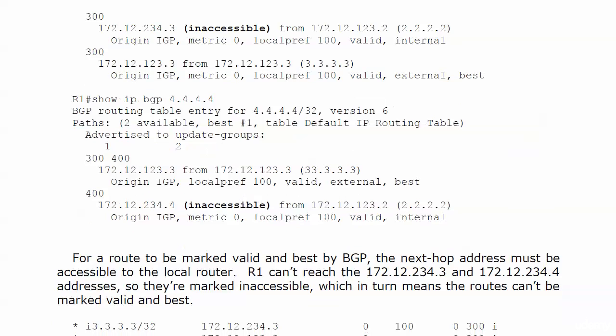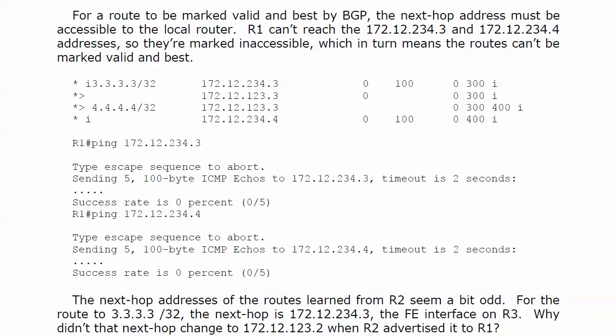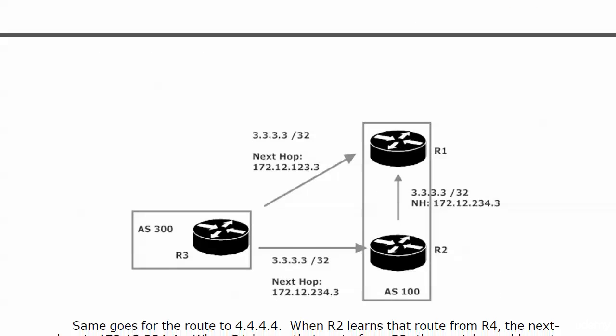Now let me scroll down here a little bit. This is all the same information, but I want to go back to these next hop addresses because that may seem a little odd to you. And I've got some diagrams here. It's going to kind of remind us about the IP addressing in a moment. But here's my question. You know, the next hop addresses of the routes learned from router 2, why are they 234.3 and 234.4? If we're learning it from router 2, why doesn't the next hop IP address change?